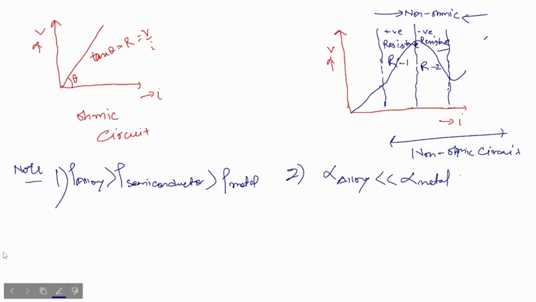Now fuse wire. Fuse wire is basically what we used in old technologies. Now this has been replaced by MCB. Fuse wire has a low melting point and high resistivity.